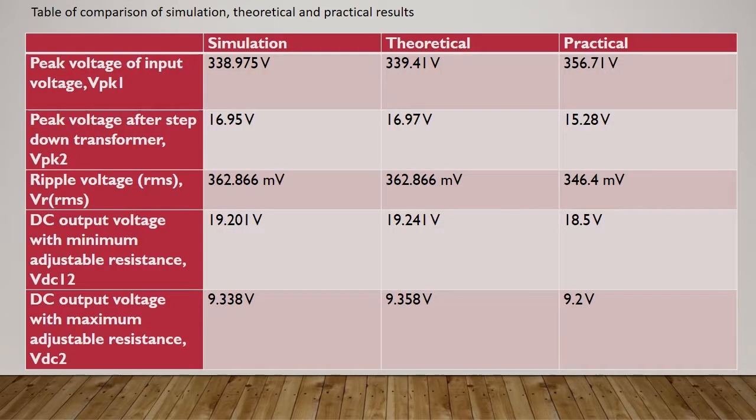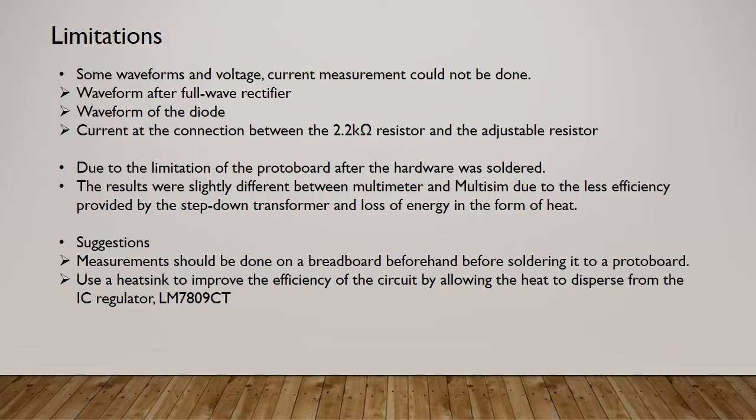After we obtained our results using different methods, we arranged the results in a table for comparison, and this table shows the results of simulation, theoretical and practical values. If we compare all three methods, the values we obtain are almost similar. But there are also some slight differences between the multimeter results and Multisim due to the lower efficiency of the step-down transformer and also the loss of energy in the form of heat.